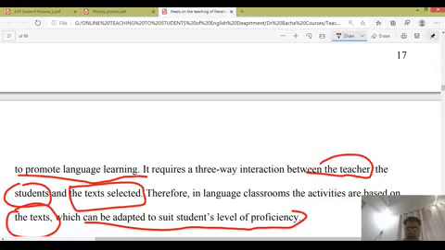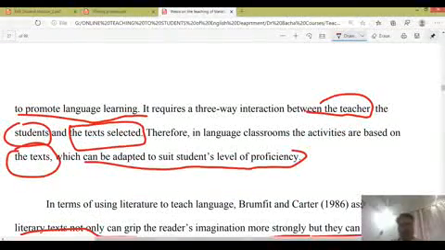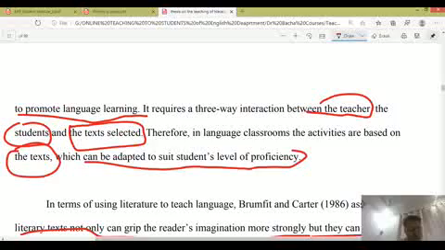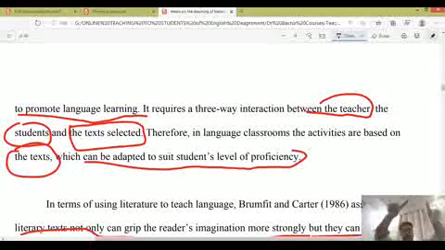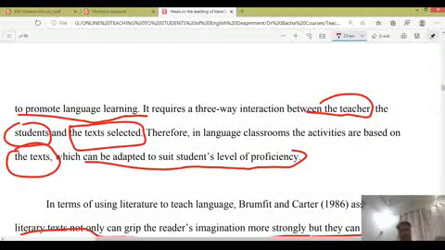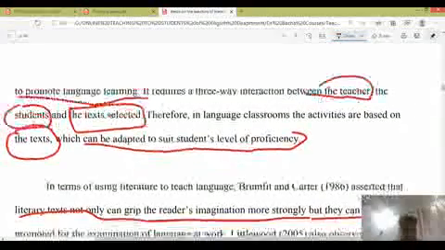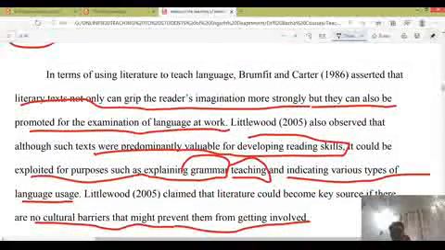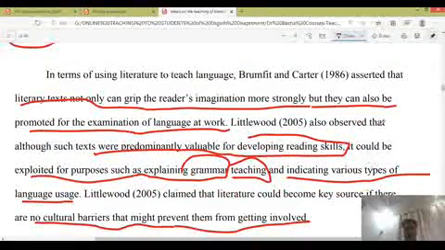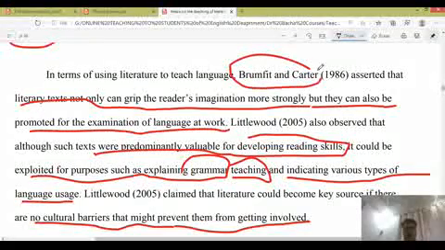All right. And they say that it requires a three-way interaction between the teacher, the students and the text selected. So a kind of triangle of teacher, students and text is developed. Such activities are based on text, which can be adapted to suit students' level of proficiency.